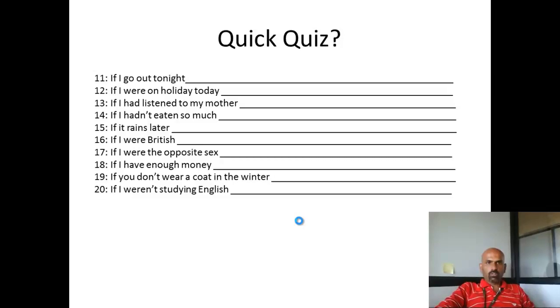Another thing: if I go out tonight, if I were on holiday today, if I had listened to my mother, if I hadn't eaten so much, if it rains later, if I were British, if I were the opposite sex, if I have enough money, if you don't wear a coat in the winter, if I weren't studying in English. See, let me give you one final clue. Based on the tense, you can identify the condition, and based on the context and meaning you can identify the remaining half. You can fill it in. Clear?